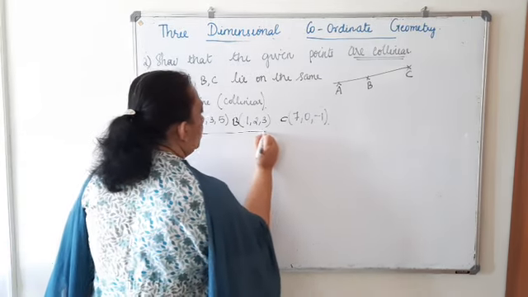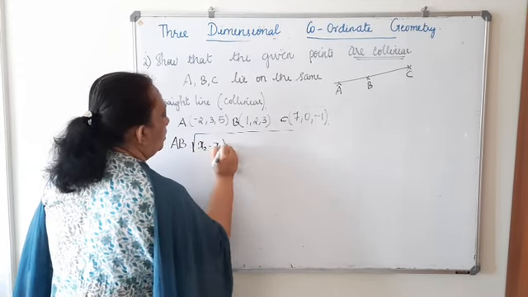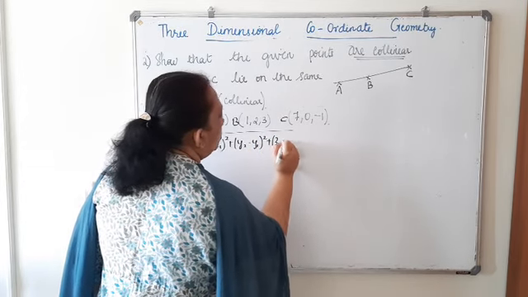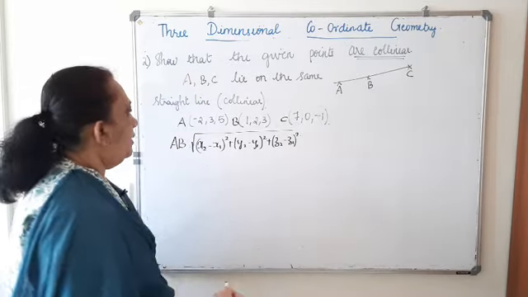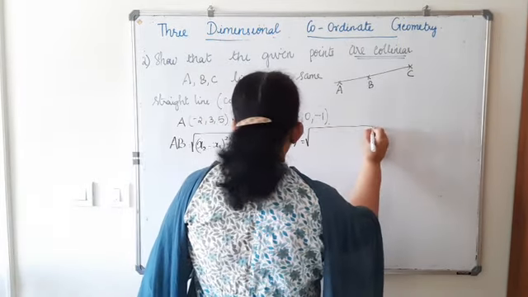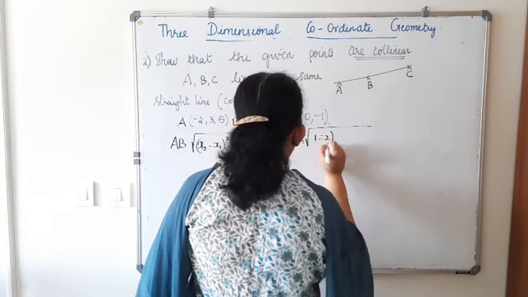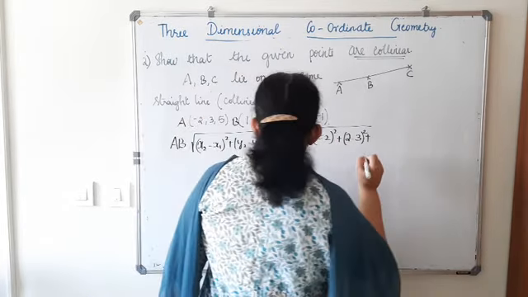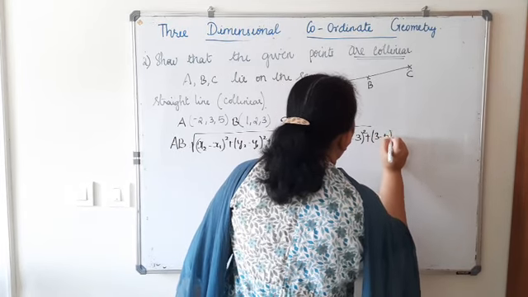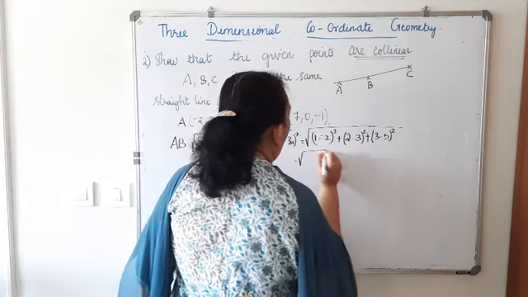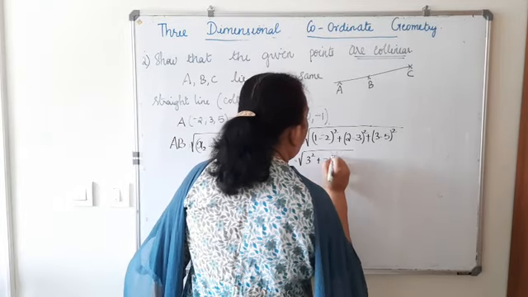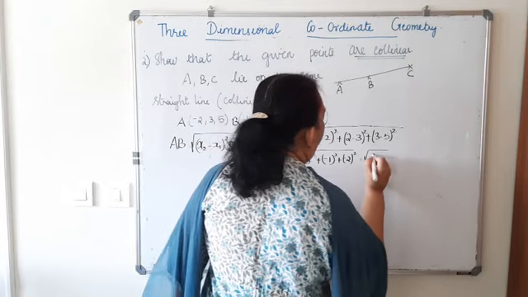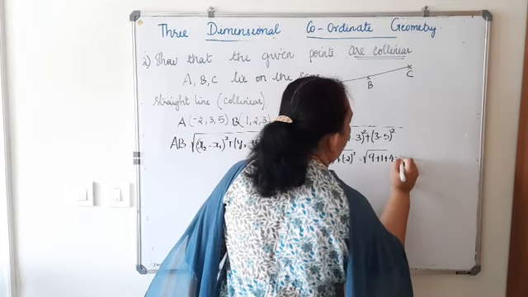It is equal to root of (x2 minus x1) the whole squared plus (y2 minus y1) the whole squared plus (z2 minus z1) the whole squared, and that is equal to root of (1 minus minus 2) the whole squared plus (2 minus 3) the whole squared plus (3 minus 5) the whole squared, which is equal to root of 3 squared plus minus 1 squared plus minus 2 the whole squared, is equal to root of 9 plus 1 plus 4, is equal to root of 14.